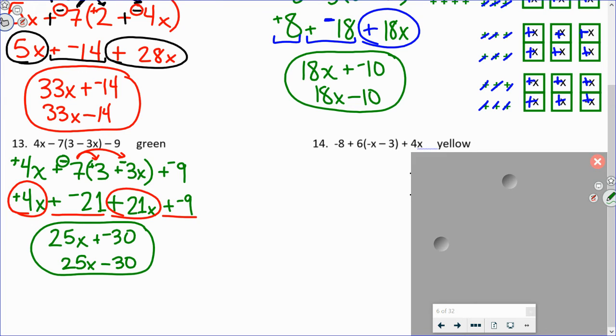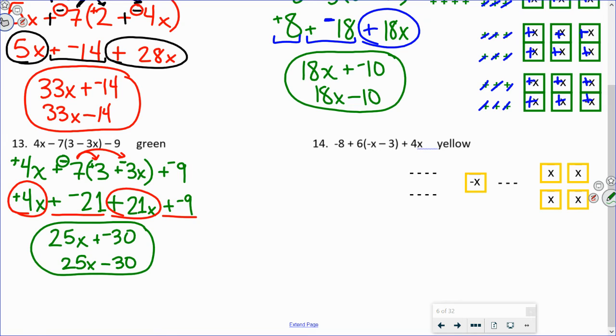All right, let's take a look at 14. Look at how they're similar. Look at how they're different. 14's in yellow, but my yellow doesn't show up well, so I'm going to go ahead and rewrite this in black. Negative 8 plus 6 groups of negative x. There's a minus 3. I'm going to change that to adding the opposite. And 4 x's. Getting a little close to my drawing here, so I'm going to go ahead and move this for a sec.